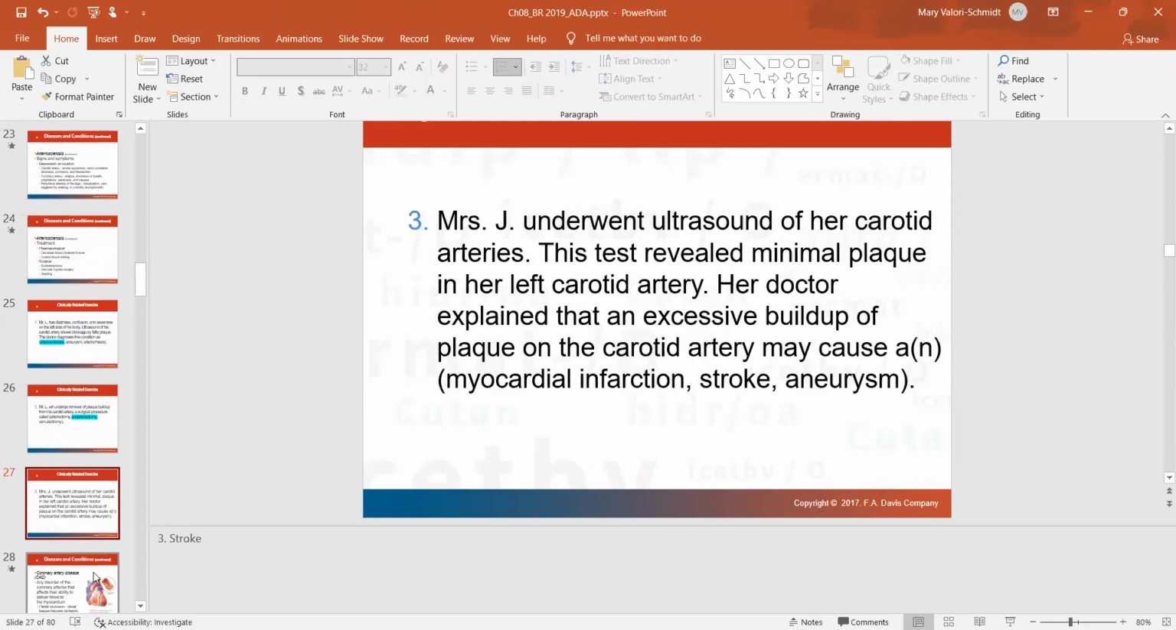And then Mrs. J underwent ultrasound of her carotid arteries. This test revealed minimal plaque in her left carotid artery. Her doctor explained that an excessive buildup of plaque on the carotid artery may cause a stroke.